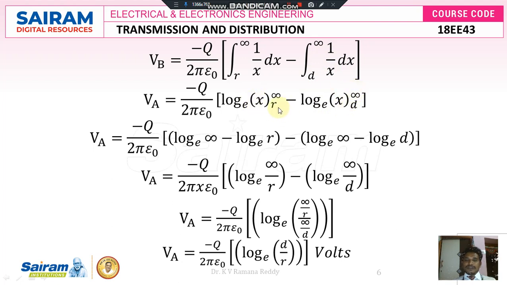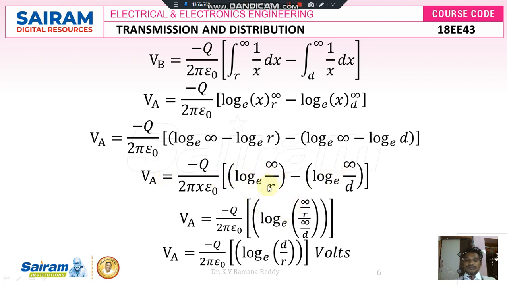If I substitute R and infinity in this log term and d and infinity in this log term, the simplified equation becomes VA is equal to minus Q divided by 2 pi epsilon naught of log of base e, that is ln of infinity minus ln of R minus ln of infinity minus ln of d. So again here it looks like log A minus log B, here also log A minus log B, which is log of A by B. I can write VA is equal to minus Q by 2 pi epsilon naught of log of base e infinity by R minus log of base e of infinity by d. Again log A minus log B is log of A by B.